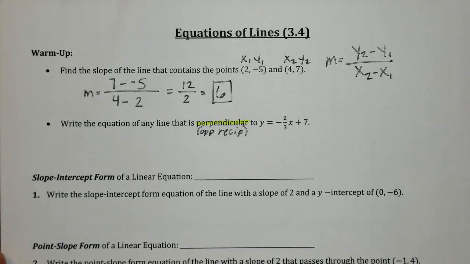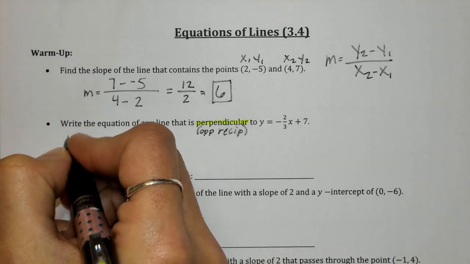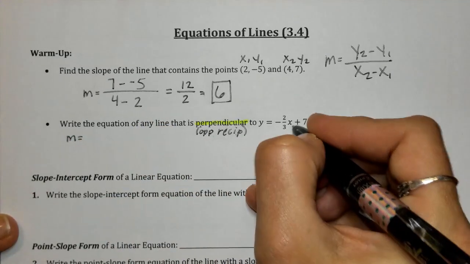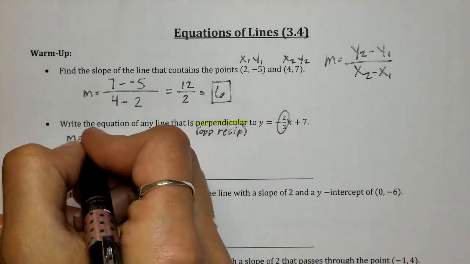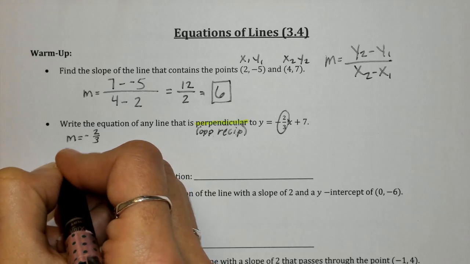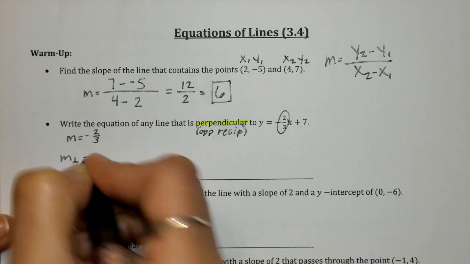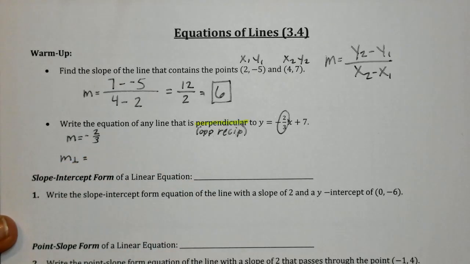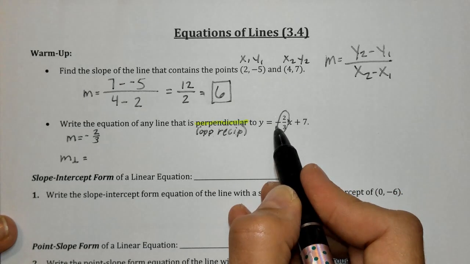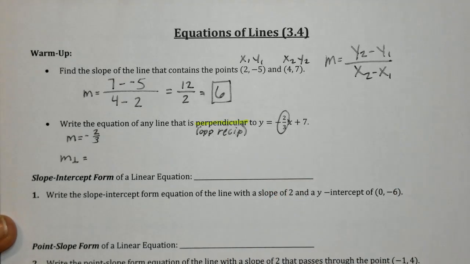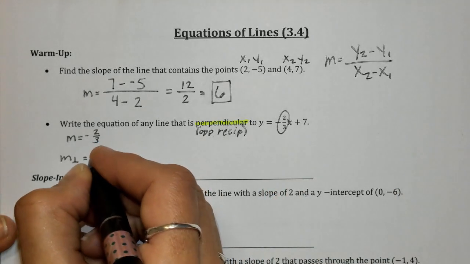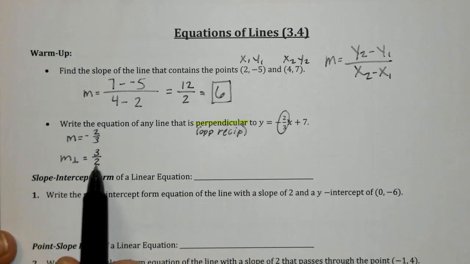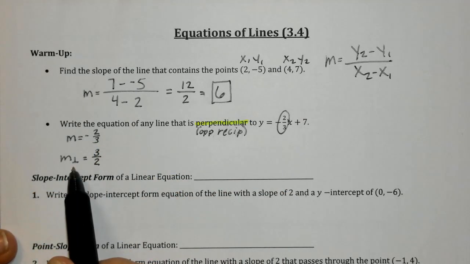So what we're going to do here is take a look at our slope in the original equation, which is negative 2 over 3. We want to take the perpendicular slope. We're going to change negative to positive. We're going to take the 2 over 3, and we're going to switch it to 3 over 2. So this is the slope we're going to use.